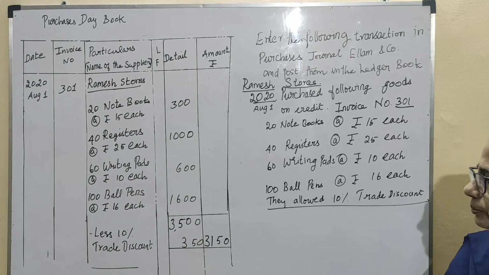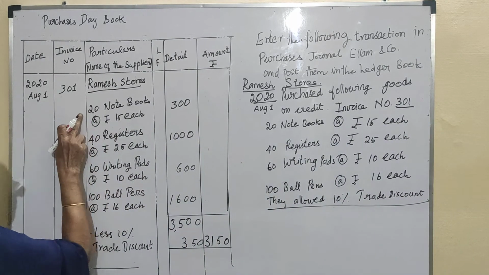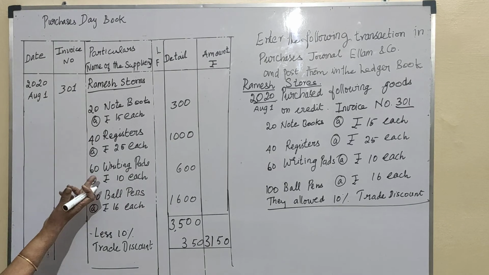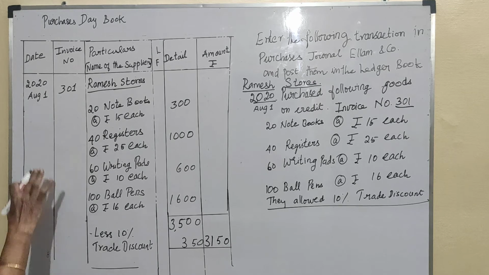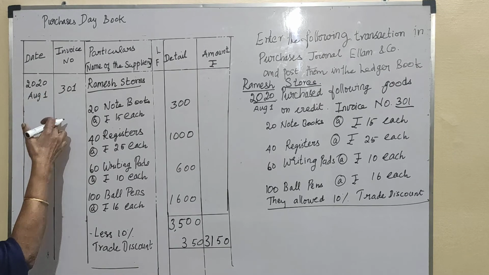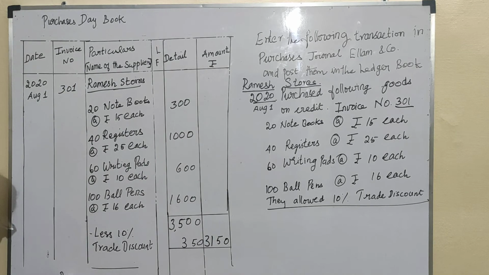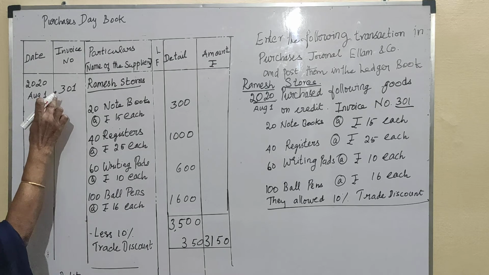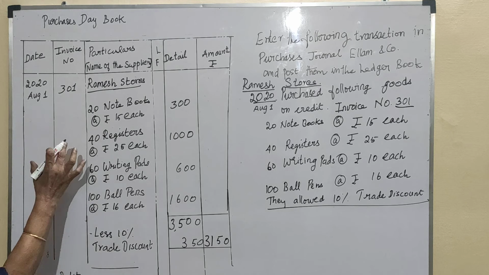Suppose out of this 20 notebooks, 2 notebooks were returned to the supplier. What will be the transaction? How will we enter it in the purchases return book? The same way: date column, invoice number, and in the invoice number column we are writing the debit note.